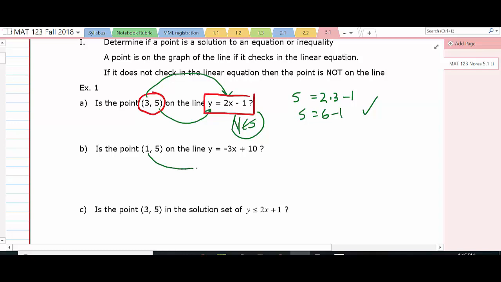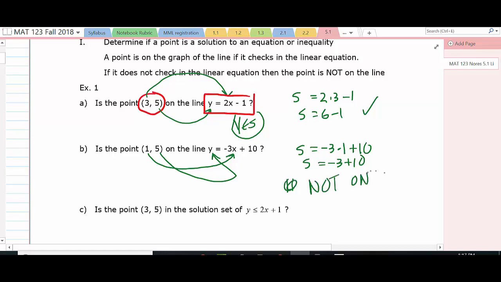This next one, you would just plug in 1 for x and 5 for y. So you would have 5 equals -3 times 1 plus 10. That's 5 equals -3 plus 10. So what happens on that? It's not on the line, okay? So it doesn't check, so that would be not on the line. Okay, that's not a solution, all right? So that's how you do that. We've talked about that before, but a lot of times students don't understand that's what a graph is: it's a picture of every solution of that equation. That's what it is, okay?